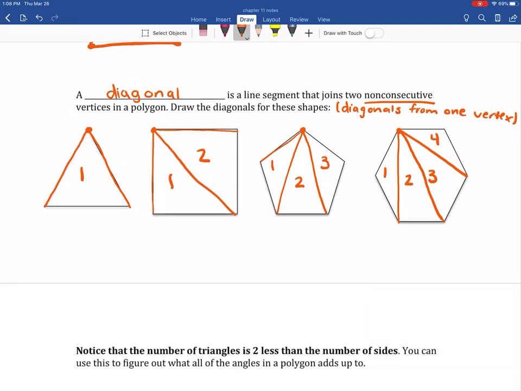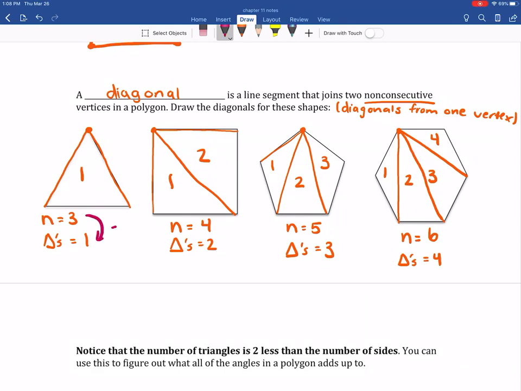So let's take some notes here. In this first figure, it's a triangle. The number of sides is 3. The number of triangles is 1. In the second figure, this is a quadrilateral. It has 4 sides, and it has 2 triangles. The next one has 5 sides and 3 triangles. The last one has 6 sides and 4 triangles.